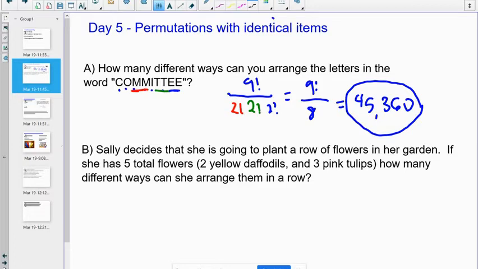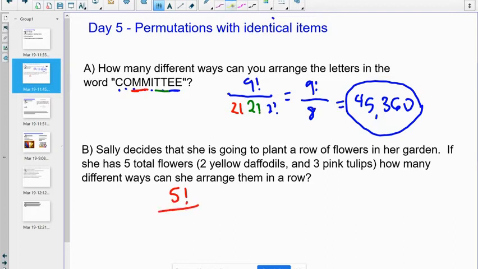Now in part B, it's saying Sally decides that she's going to plant a row of flowers in her garden. She has 5 total flowers, 2 yellow daffodils, and 3 pink tulips. How many different ways can she arrange them in a row? So this is very similar to the one we just did. We're going to want to count up our total. So our total is 5.